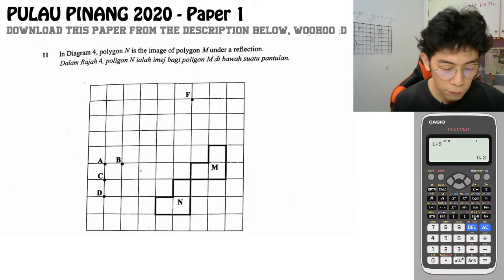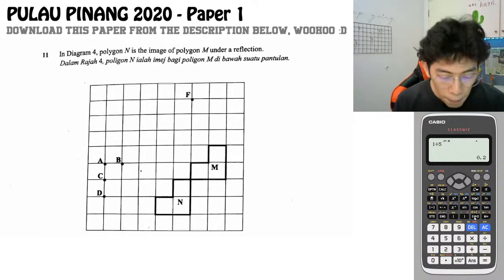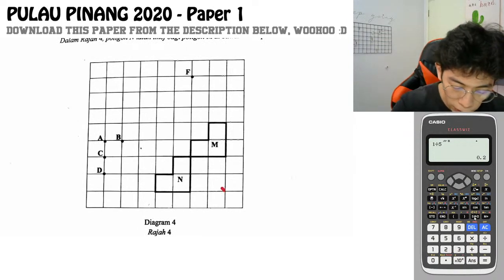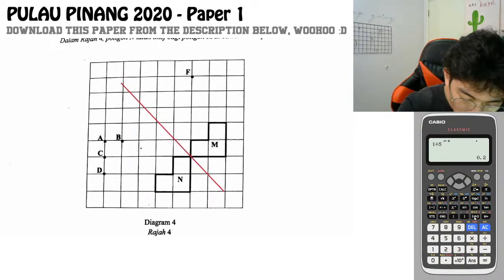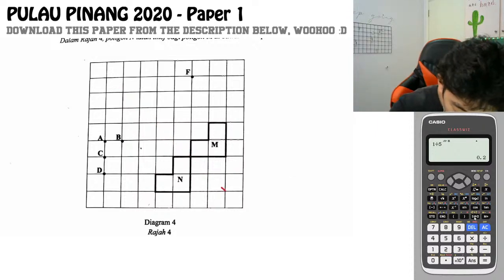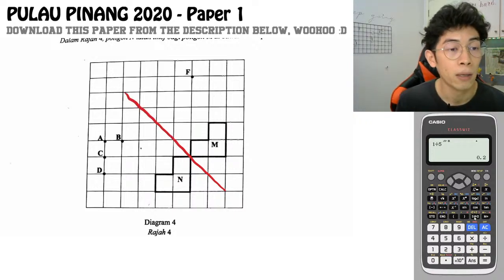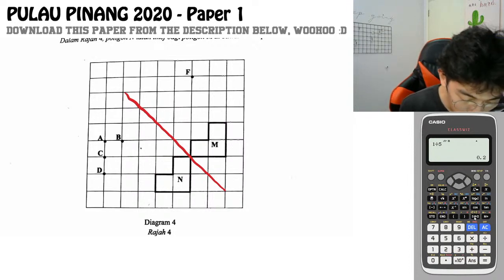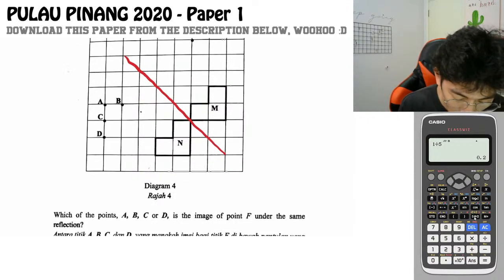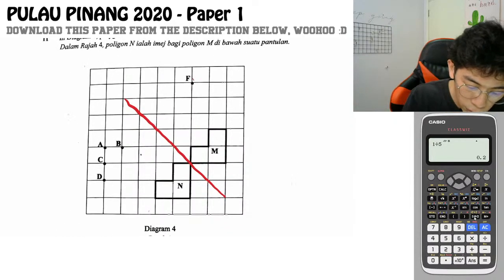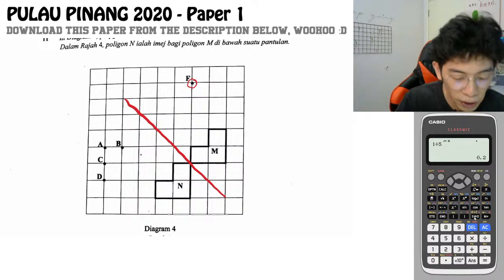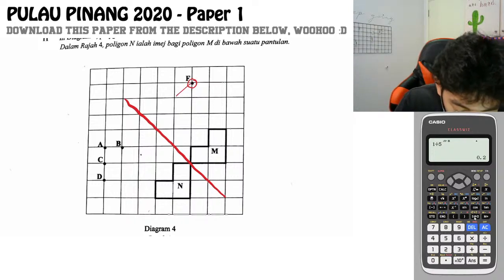Number 11. In diagram 4, polygon N is the image of polygon M under reflection. So the reflection line is basically over here lah, in the middle of it, roughly over here. I just draw a not so nice one lah. So that's your reflection line. The question says, which of the points A, B, C, D is the image of point F under the same reflection? So that's your F. Your image is going to be reflected perpendicularly, so 2.5, half and another 2, answer C lah.